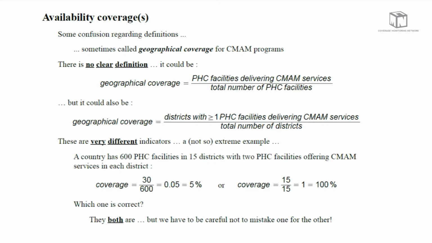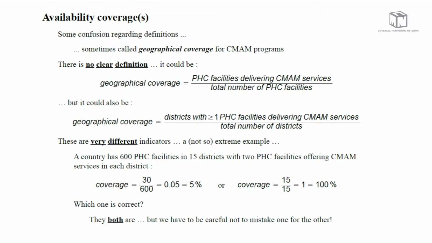The problem is there's no clear definition of geographical coverage. We can say geographical coverage is the number of primary healthcare facilities delivering CMAM services divided by all the facilities that we could deliver CMAM services at. That's quite nice. The other one is districts with greater than or equal to one primary healthcare centre divided by the total number of districts. Both of these have been used and both have been reported.